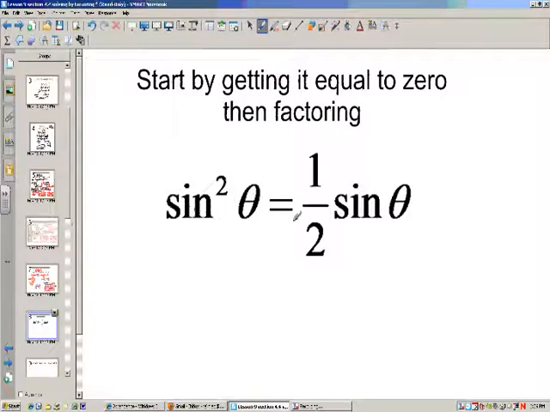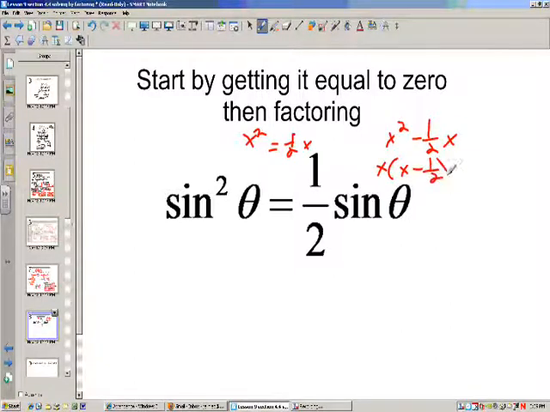All right. So if we have an equation like this, this is similar to x squared equals 1/2 x. I subtract that from both sides. So I have x squared minus 1/2 x. Factor out an x. So it would be x times x minus 1/2. That equals 0, I should say.